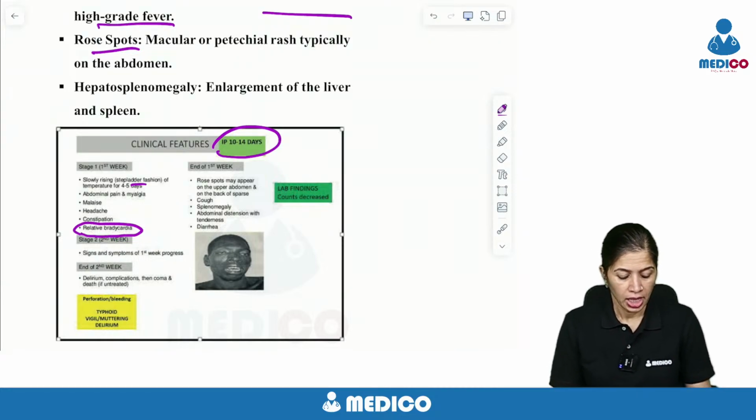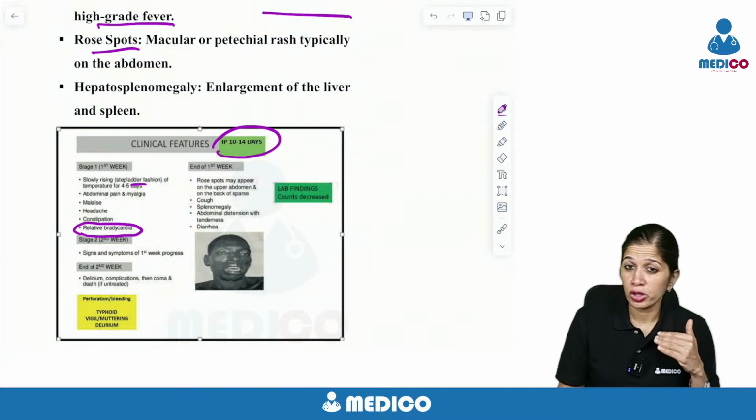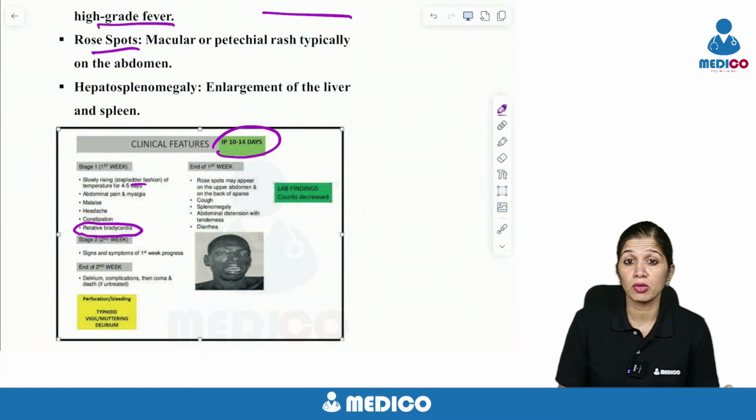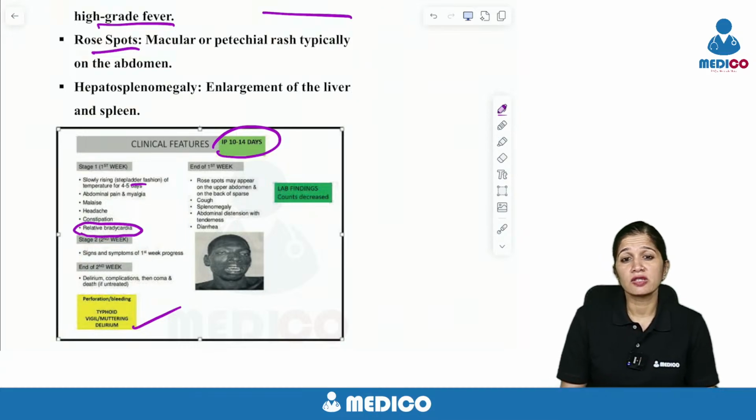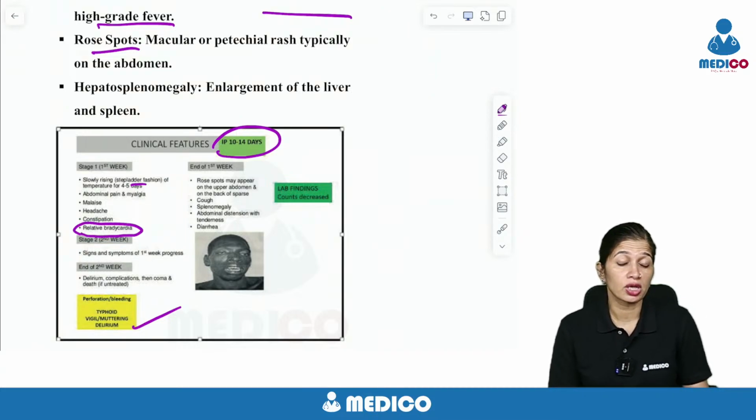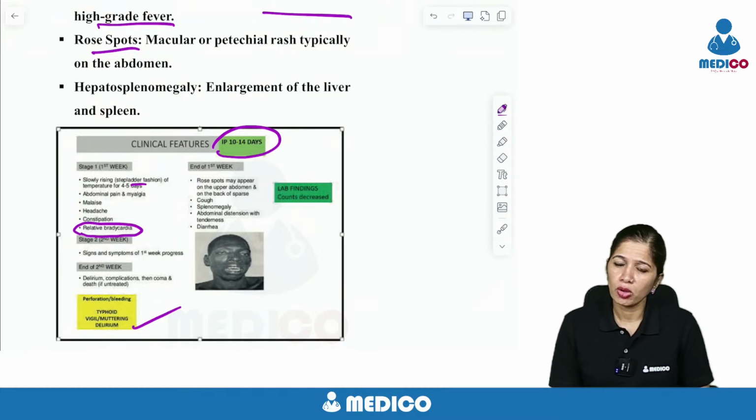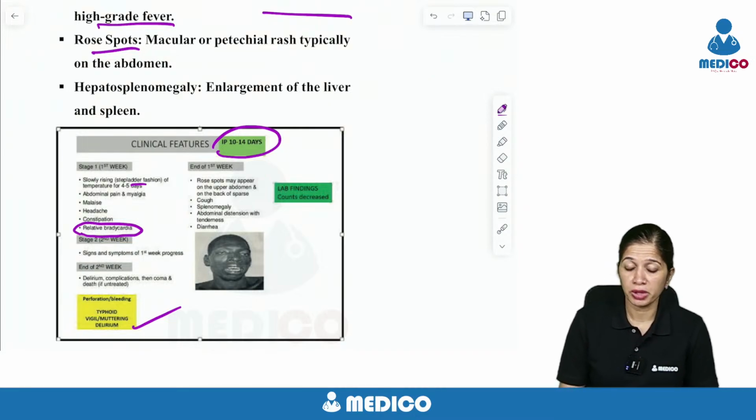Okay. In the second week, these symptoms will slowly progress, and by the end of the second week, the patient can go into delirium, coma, and even death. This delirium is called muttering delirium or typhoid vigil, and there will be typhoid ulcers in the intestine which can undergo perforation or even bleeding. Okay, and in general, all the counts will be found to be decreased.